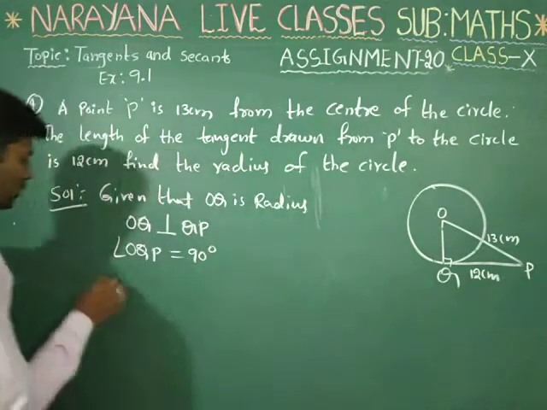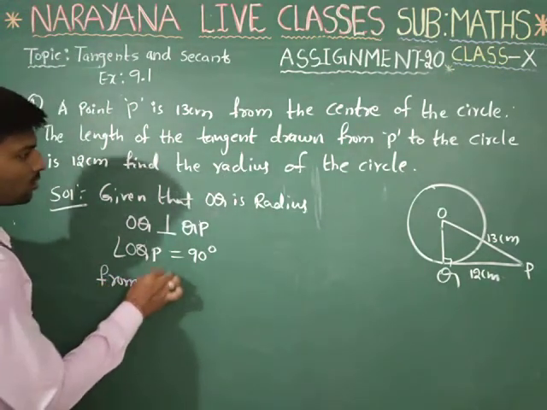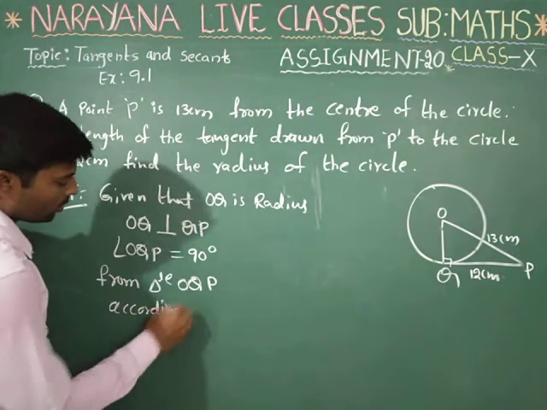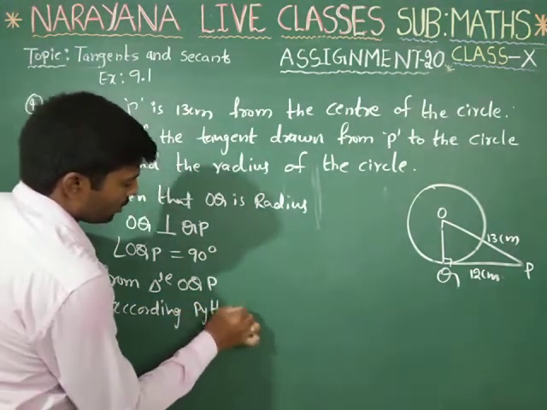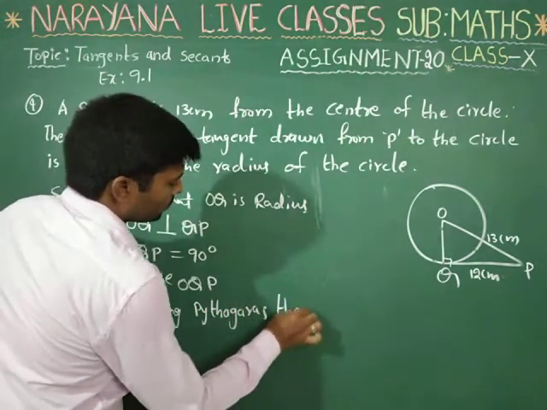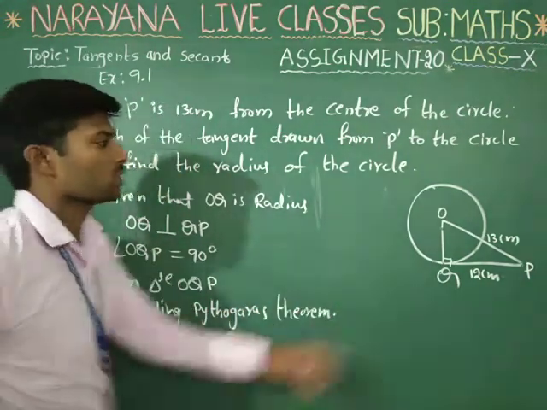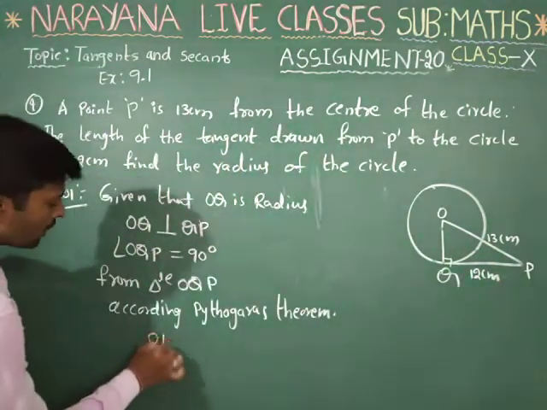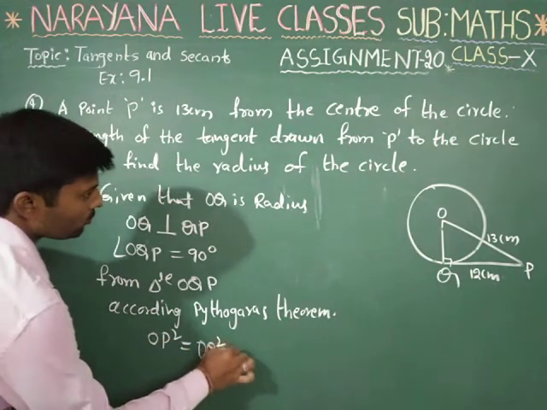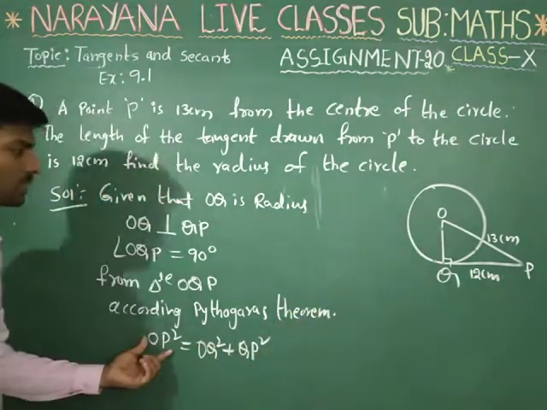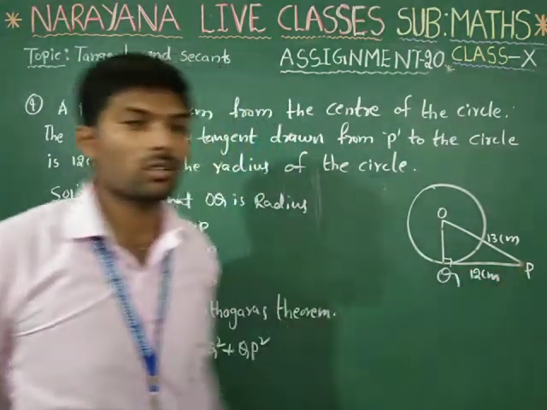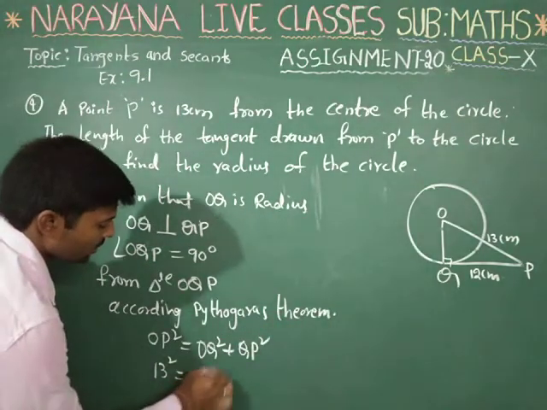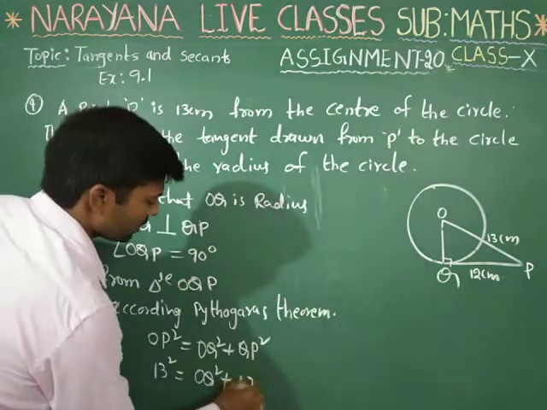So from triangle OQP, according to the Pythagoras theorem, what is the statement? The square of the hypotenuse is equal to the sum of squares of the remaining two sides. That is, OP square is equal to OQ square plus QP square. OP is 13, so 13 square is equal to OQ square, which we don't know, so write as it is, plus QP, the length of the tangent, 12 square.